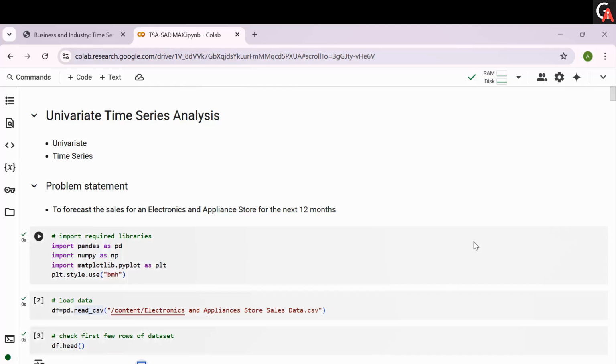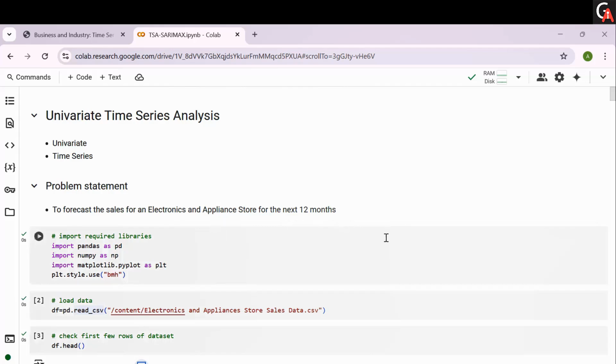Let's see what univariate and time series mean. Univariate is nothing but we will be considering only one variable, and time series means a sequence of data which is recorded at a given period of time. It can be recorded at daily level, monthly level, or even at yearly level. So univariate time series analysis means we will be analyzing a single variable for the given period of time.